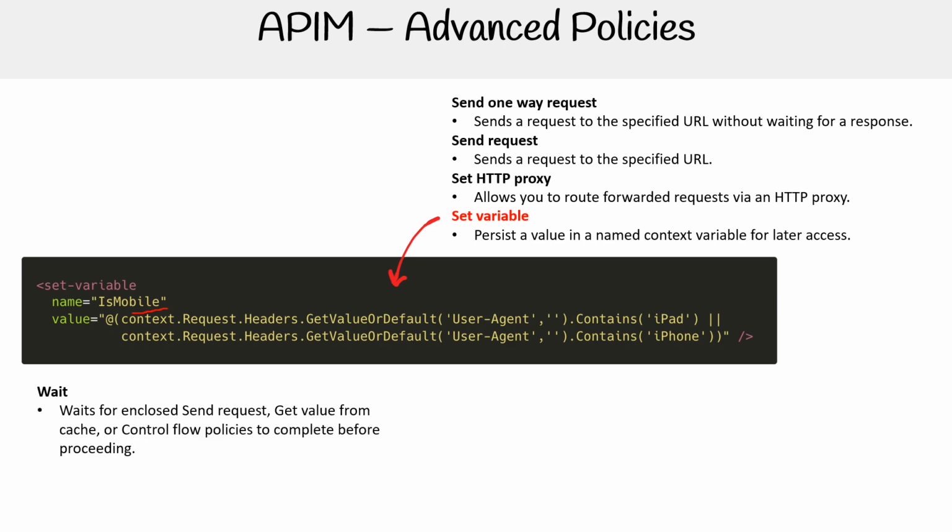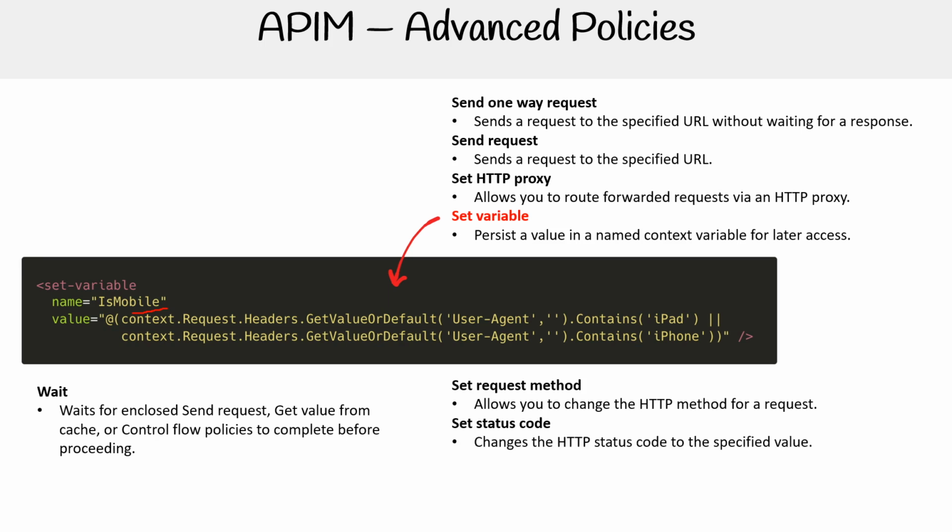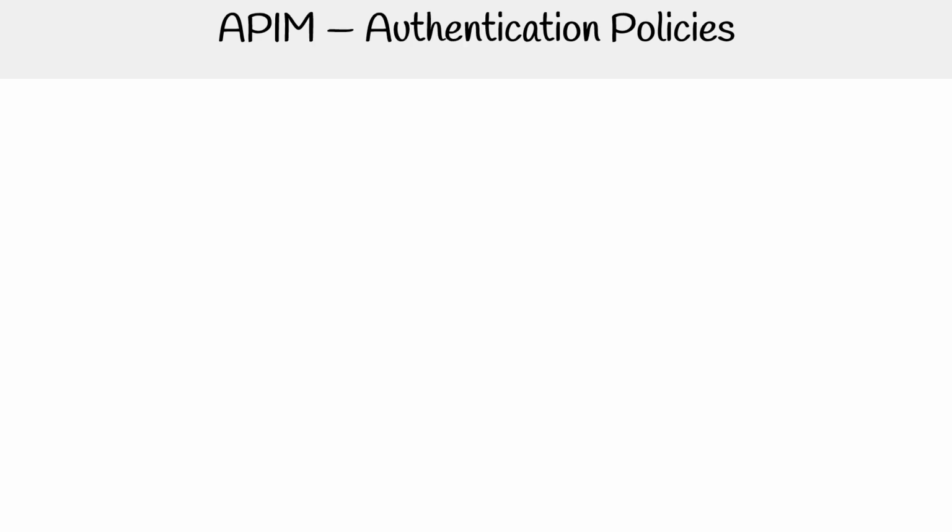We have wait, so wait for enclosed send request, get value from cache, or control policies to complete before proceeding. Set request method, allows you to change the HTTP method for a request. Set status code, change the HTTP status code to the specified value. Trace, adds custom traces into the API inspector output, Application Insights telemetries, and resource logs.